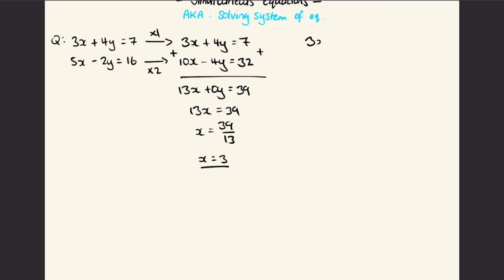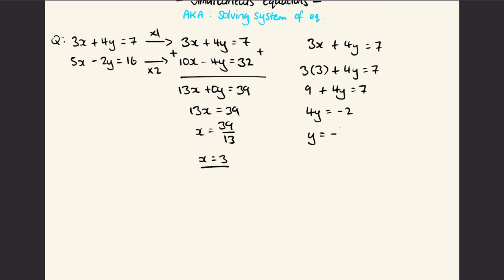So 3x plus 4y equals 7. We know x is 3, so 3 times 3 plus 4y equals 7. 9 plus 4y equals 7. 4y equals minus 2. Therefore, y equals negative 2 over 4. So y is minus 1 over 2. And those are your final answers.